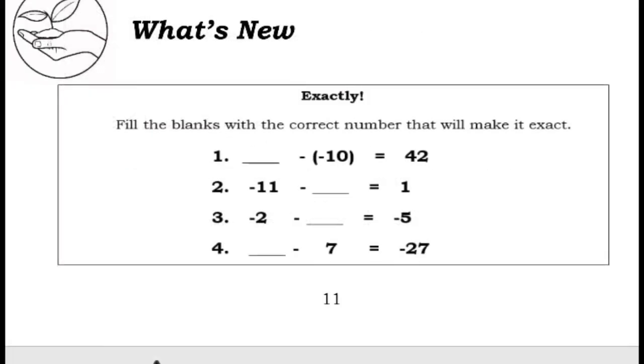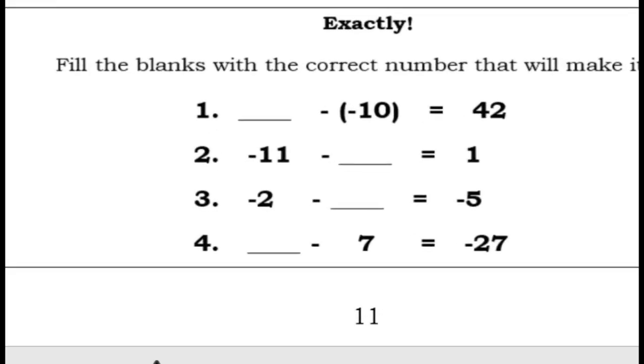So next is What's New. So fill the blanks with the correct number that will make it exact. So let's have number 1 as our example. Blank minus negative 10 equals 42. So if we're going to find a number that will make the equation true, that will be 32. So the answer here should be 32. So 32 minus negative 10. So this is negative of negative 10. It will become positive 10. So 32 plus 10 is equal to 42. So just answer numbers 2, 3, and 4.